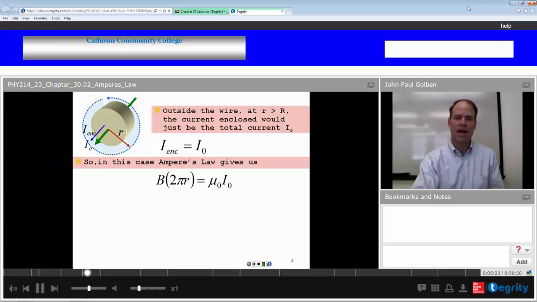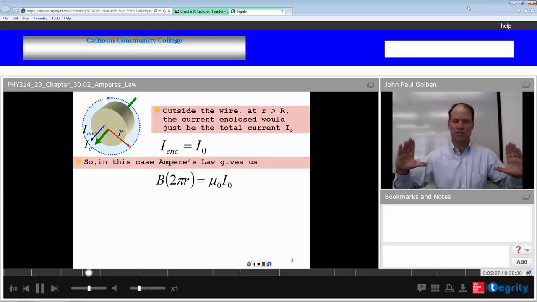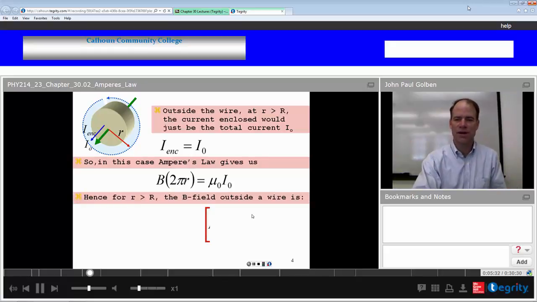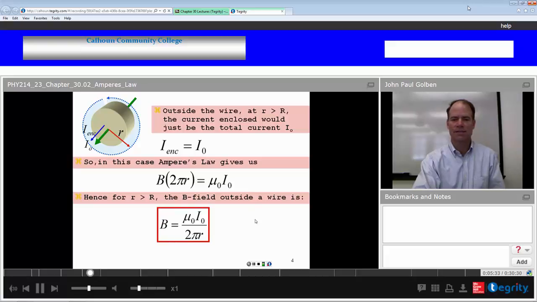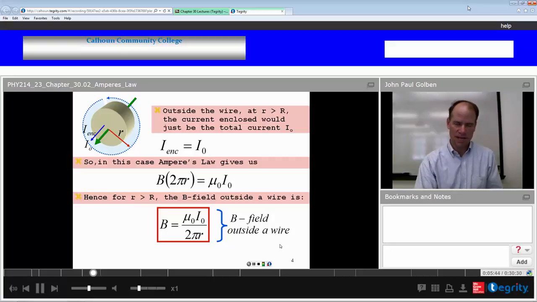So now our Ampere's law, everything else being the same, the integral of B dot ds around this big circle is going to be B times 2 pi r equals mu naught I naught. Hence, the magnetic field at some arbitrary radius outside the wire is going to be mu naught I naught over 2 pi r, and that is indeed the magnetic field outside an infinitely long wire.